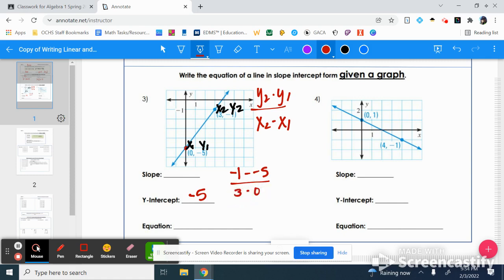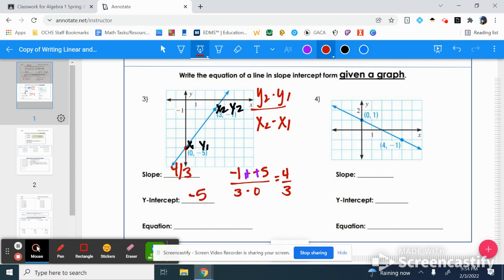This gives me -1. It's like a keep, change problem. So -1 plus 5, which will give me 4. And then 3 minus 0 is 3. So I could calculate my slope to be 4/3.